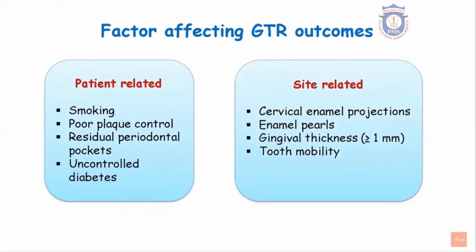There are some factors which affect the outcome of guided tissue regeneration that can be either patient-related or site-related. Patient-related factors include smoking, poor oral hygiene maintenance, any residual periodontal pocket, or uncontrolled diabetes. Site-related factors are cervical enamel projections, enamel pearls, gingival biotype when it is greater than 1 millimeter, and any mobility. So these are the factors which affect the outcome, either patient-related or site-related.